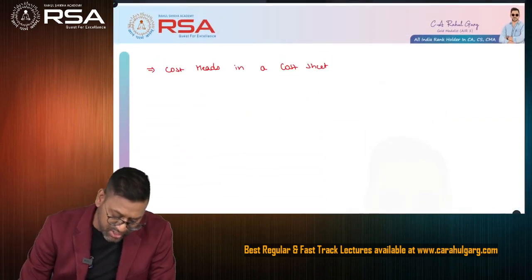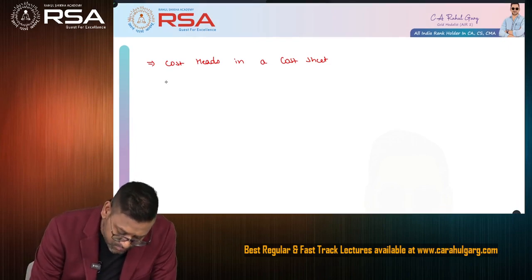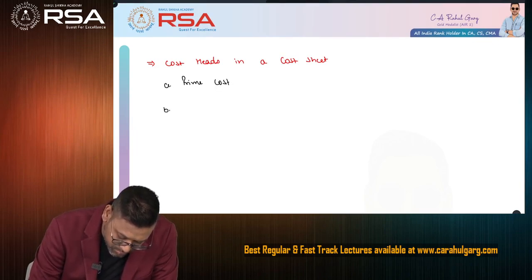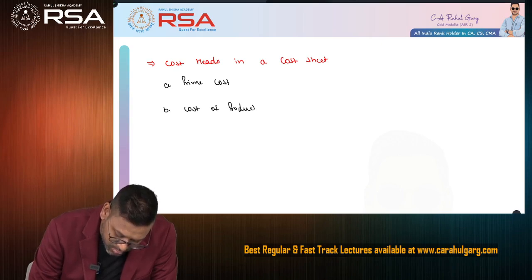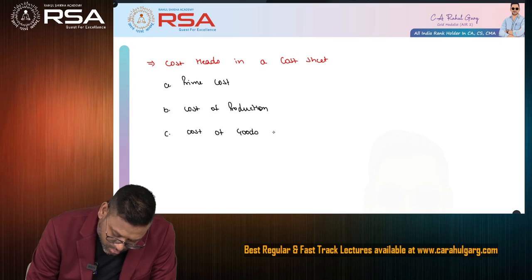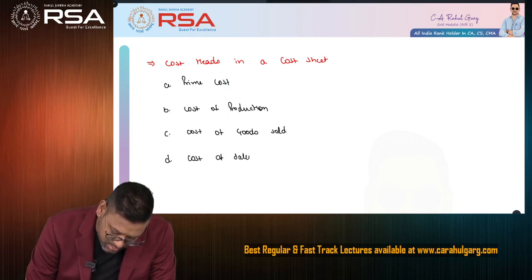So we shall quickly make a list. Cost heads in a cost sheet. Let's write down A point, prime cost, B point, cost of production, C point, cost of goods sold, and D being the cost of sales. So you have to memorize this. These are the 4 heads.